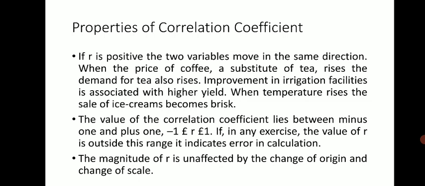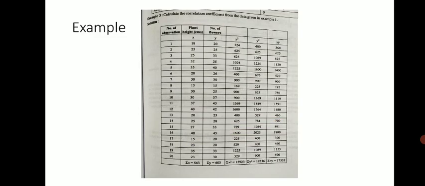So these are some of the properties related to the coefficient of correlation, and now we deal with an actual problem. Here an example is given. The data is already given in tabular form. We have to calculate the correlation coefficient from the given example.